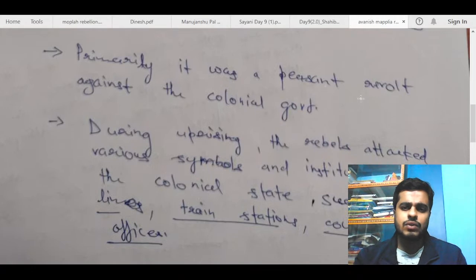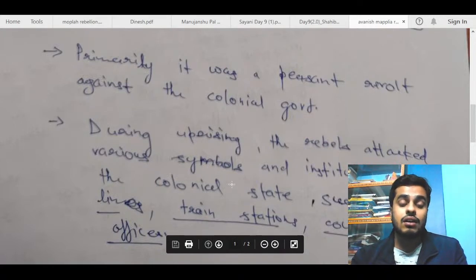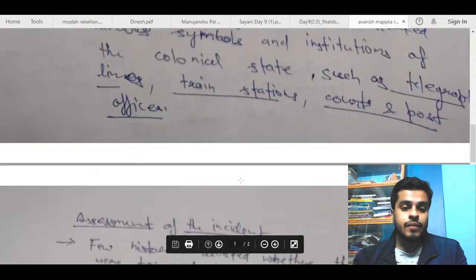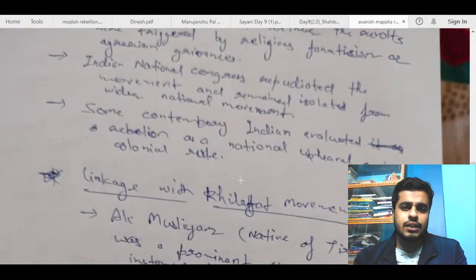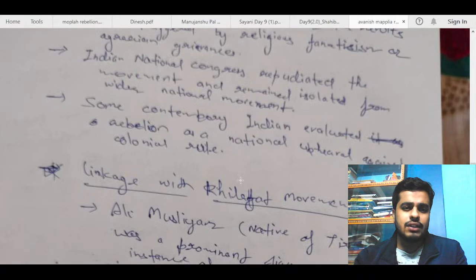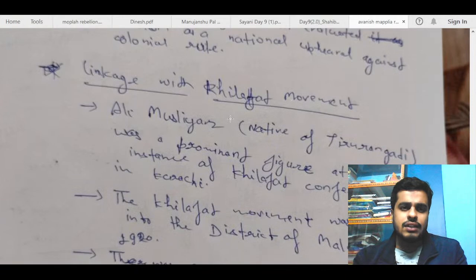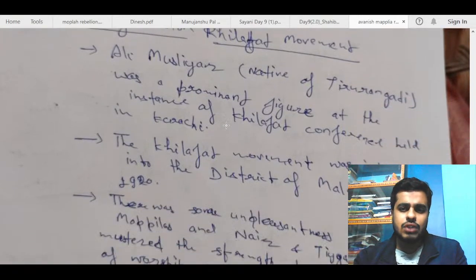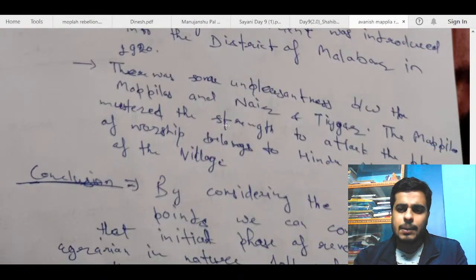So this is good. Primarily, it was a peasant revolt during the uprising. The rebels attacked villages. So okay. Now again, this was when the movement had taken communal undertones. Assessment of the incident. Few historians debated whether the revolts were triggered by religious causes. Okay, Indian National Congress repudiated the movement and remained isolated from wider national movements. Some contemporary Indian national upheaval against colonial rule, linkage with Khilafat movement. Ali Musaliar, okay, fine. Khilafat movement was introduced in the district of Malabar, fine. There were unpleasantries between the Moplahs and Nairs, okay.